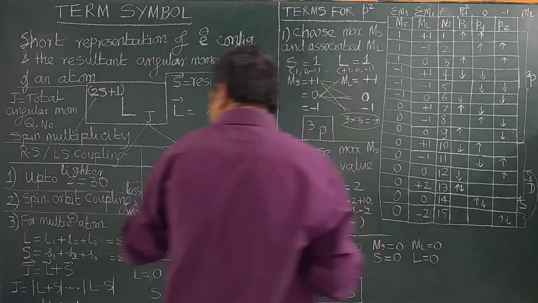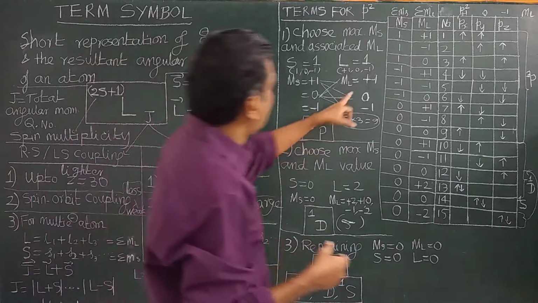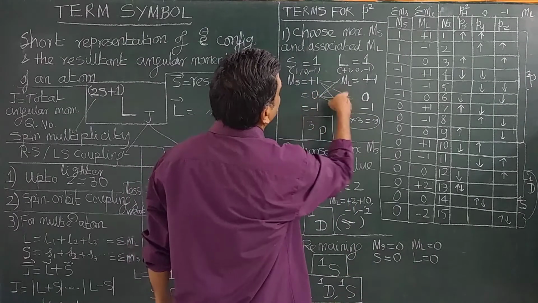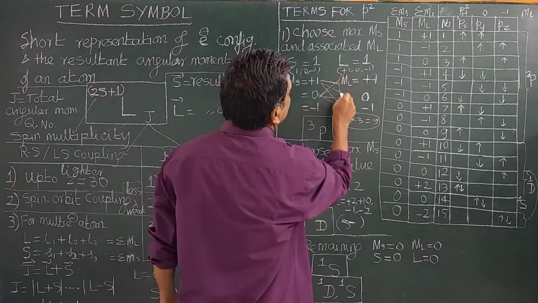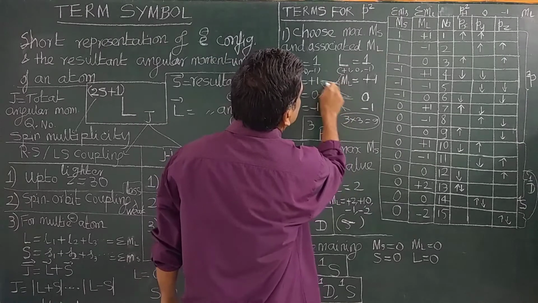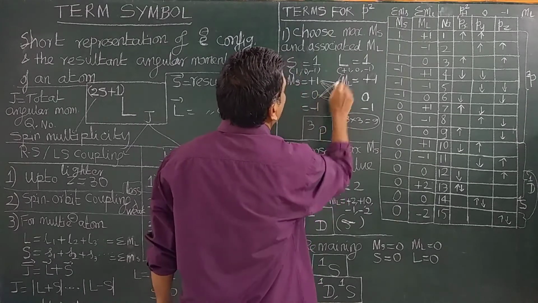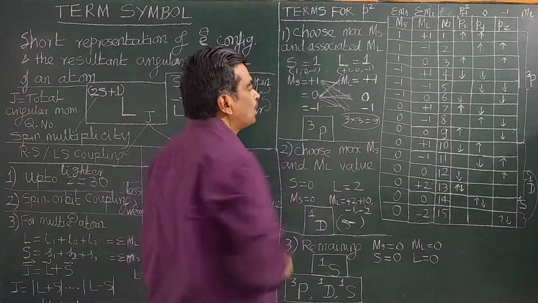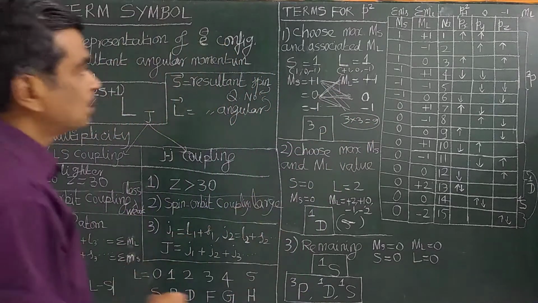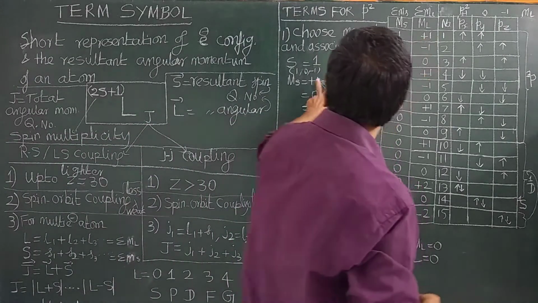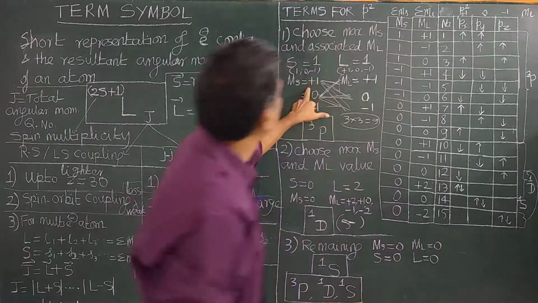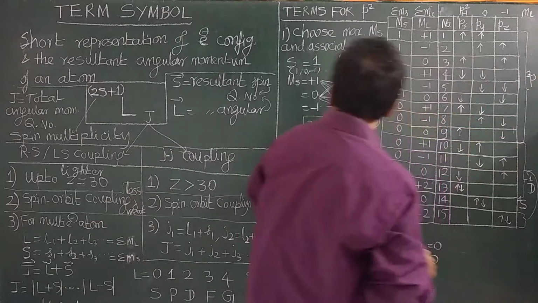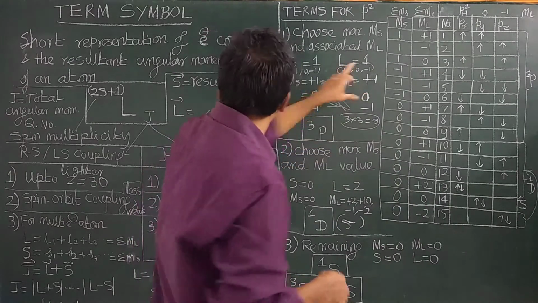For L equal to 1, we have seen Ml equal to plus 1, 0, minus 1. So, first combination, this one, then this combination, and this combination. There are 9 possible combinations of these. For example, Ms plus 1 with Ml plus 1. So there are 9 possible combinations, and this is L equal to 1.